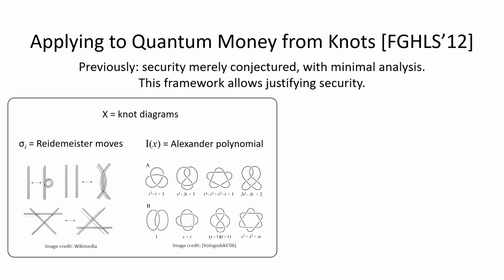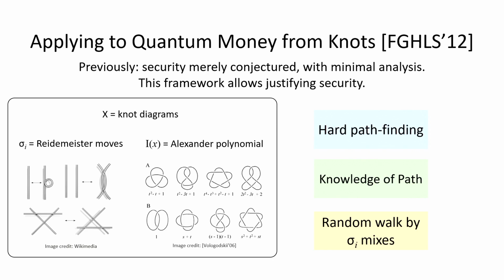In this candidate construction, X is a set of knot diagrams under some encoding. The permutations are the set of Reidemeister moves. And the invariant is just the Alexander polynomial of that knot, which doesn't change when you apply Reidemeister moves.